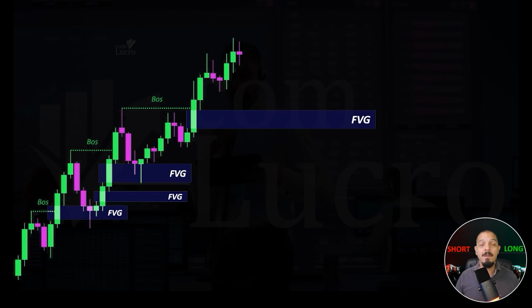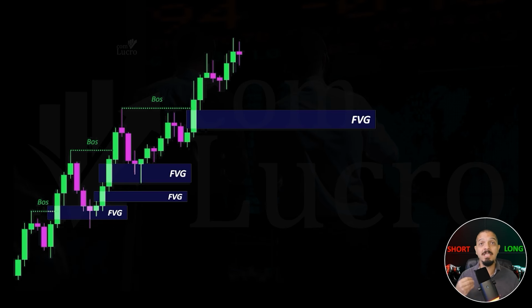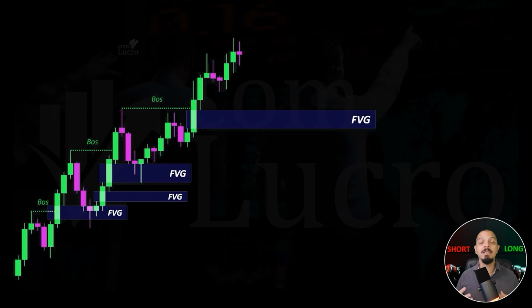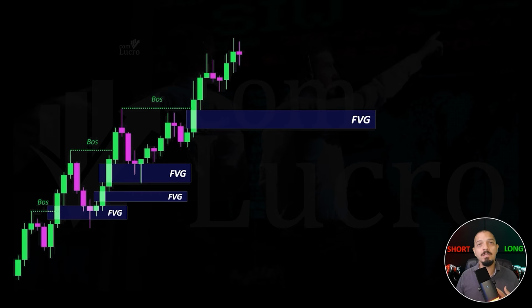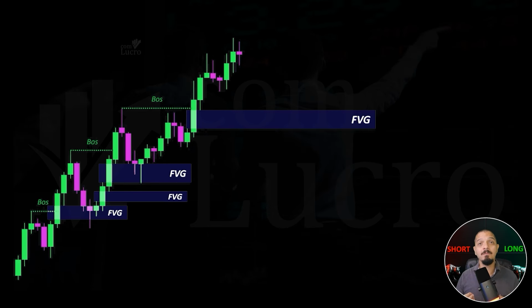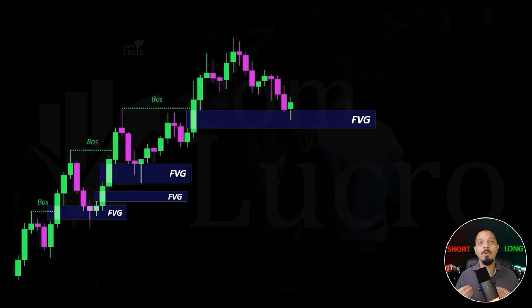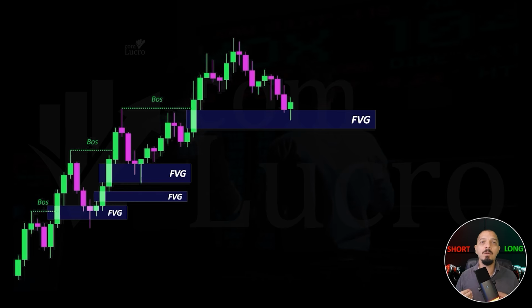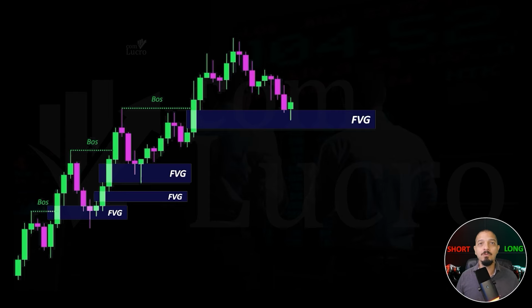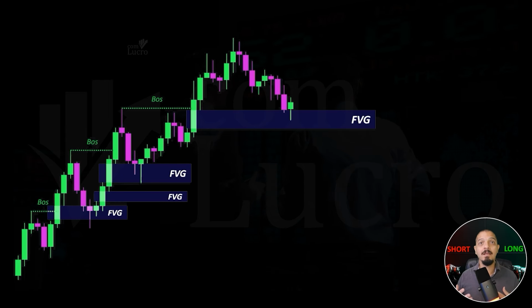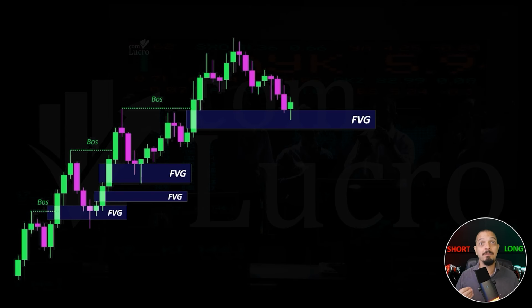We'll use these manually marked gaps as key zones of interest, expecting possible price reactions when price revisits them. First, wait for the price to trade back into the gap, then move to the lower time frame to look for confirmation signals before entering a buy position. So, let's switch to the 5-minute chart.